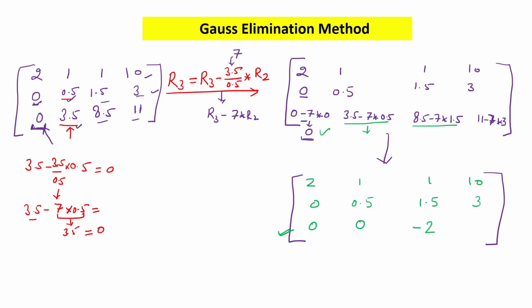I will get minus 2 from here. And from here, I will get minus 10. So if you now see that I have got all these three elements as 0, that means this is actually my upper triangular matrix. That means I have completed the second step. So I have completed the second step.